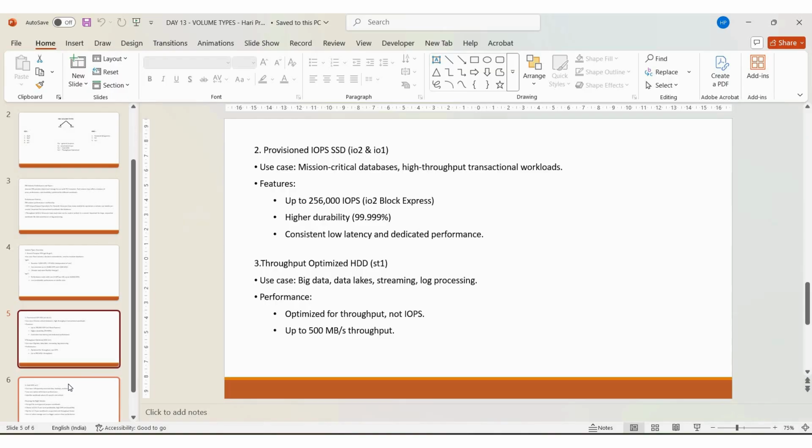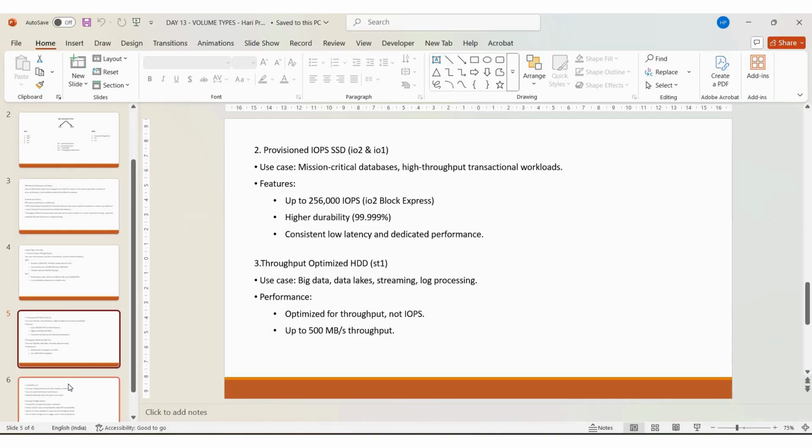We can easily communicate the failure rate for IO2 and IO1. IO1 has low latency, and IO2 has even lower and more consistent latency. From what I can tell, it has performance up to 64,000 IOPS with a Nitro-based EC2 instance.